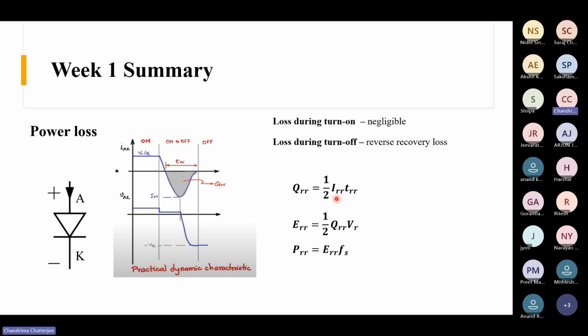The energy loss will be half QRR into VR, as we know the charge, and if we multiply the charge and the reverse voltage, that gives us the energy, right? And the power loss will be energy into the operating frequency, or you can also write it as ERR by TS, where FS is basically the reciprocal of TS. So this is the power loss during reverse recovery.